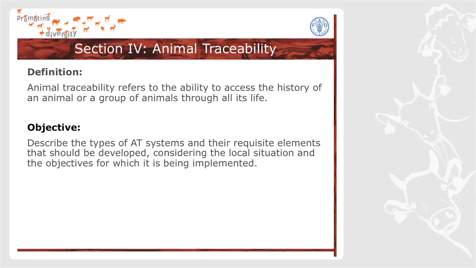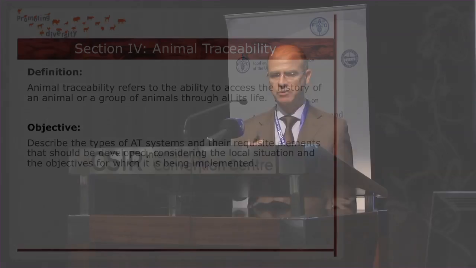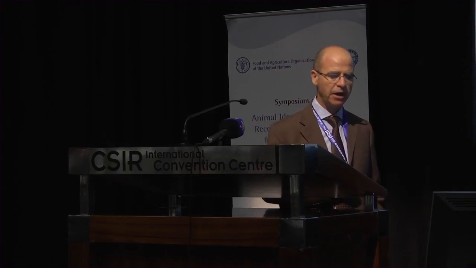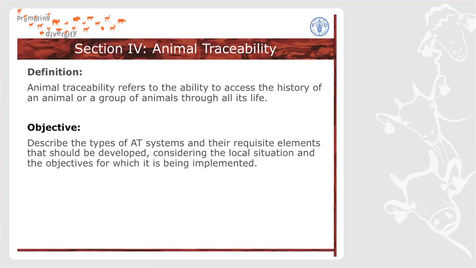Then we move to the next session on animal traceability. Animal traceability refers to the ability to access the history of an animal or a group of animals through all its life. We have seen this definition yesterday. This is the OIE definition. And the purpose of this section is to describe the types of animal traceability systems and their elements that should be developed, considering the local situation and the objective for which the system is established.